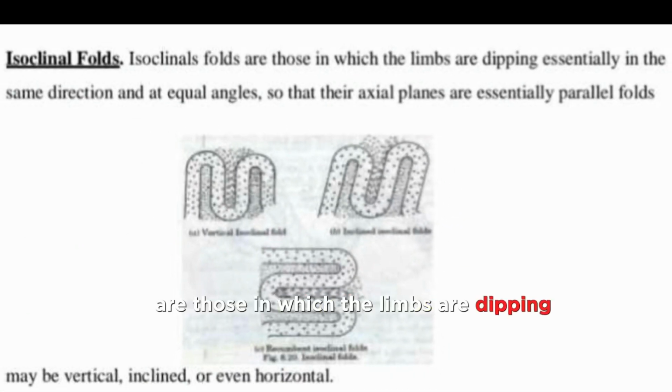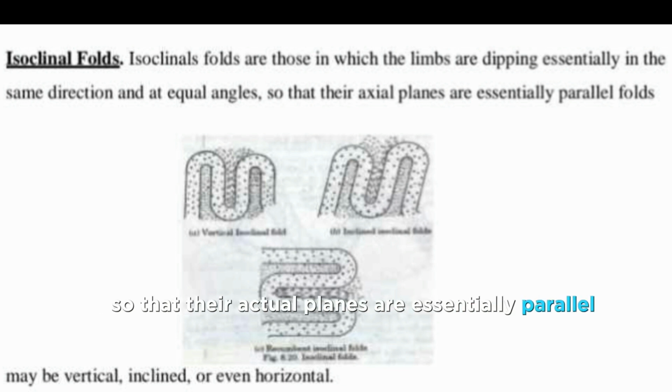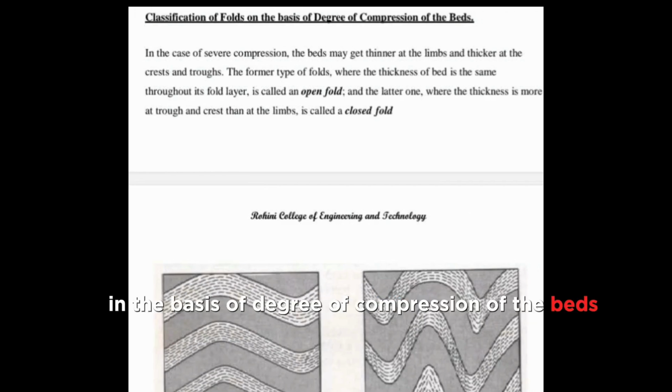Isoclinal folds are those in which the limbs are dipping essentially in the same direction and at equal angles, so that their axial planes are essentially parallel. Folds may be vertical, inclined, or even horizontal. The classification of folds on the basis of degree of compression of the beds.